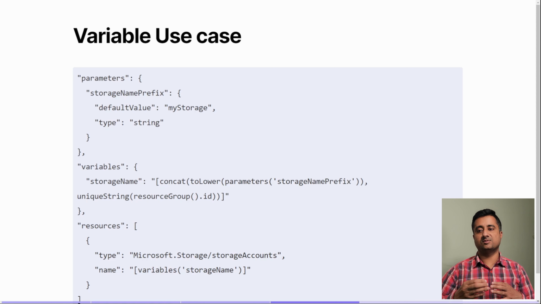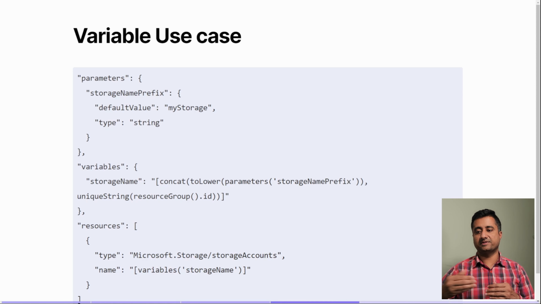So we are creating a variable called storageName. We are using the prefix variable, and then we are appending a unique string. You can see that uniqueString of resourceGroup().id. In this case, the resource group will always have a unique ID, and we are building a unique string, which is also a built-in function. Then we concat those two together and put everything in lowercase, because whenever you're creating a storage name, it has to be all lowercase in Azure.